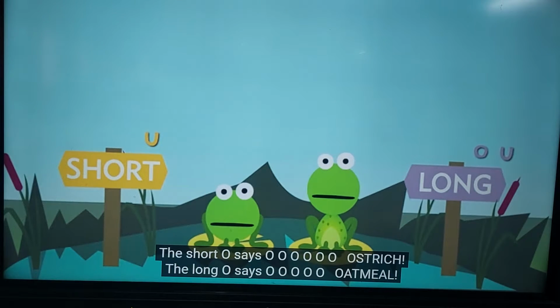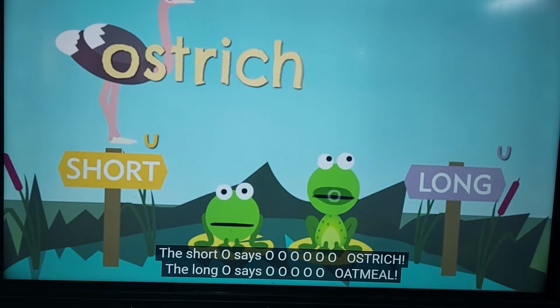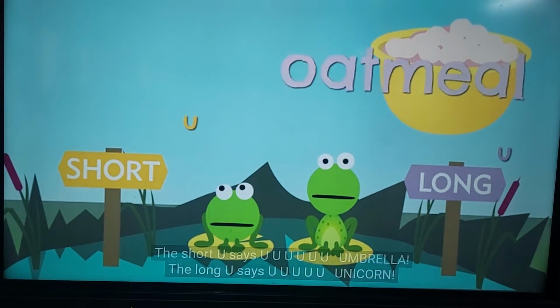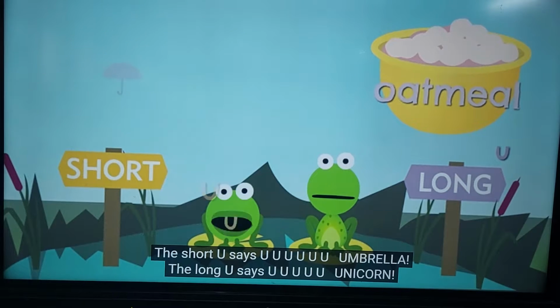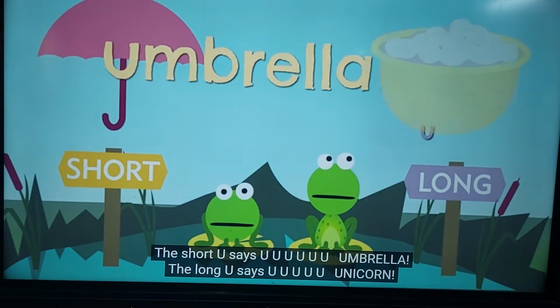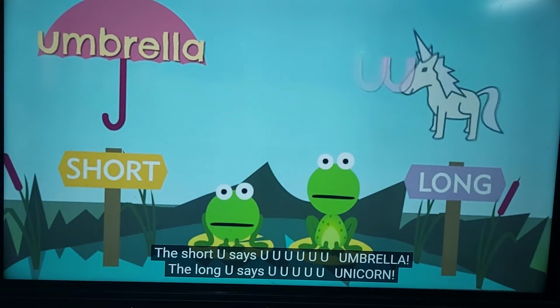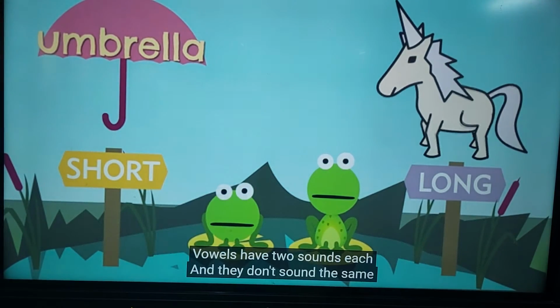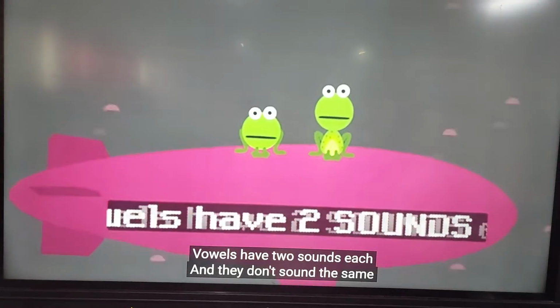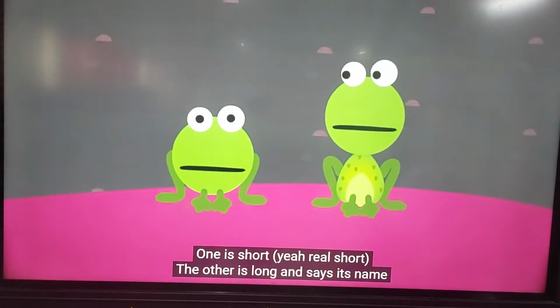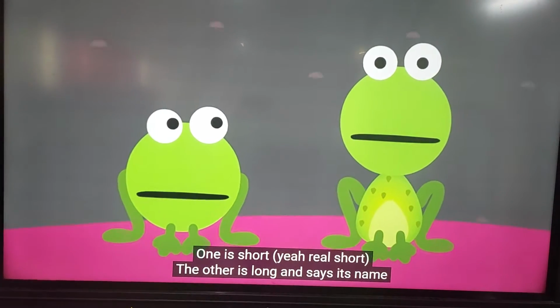Here we go. The short O says ostrich, and the long O says oatmeal. The short U says umbrella, and the long U says unicorn. Vowels have two sounds each. They don't sound the same. One is short, yeah, real short. The other one's long and says its name.